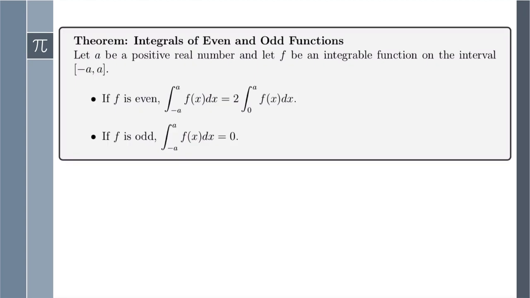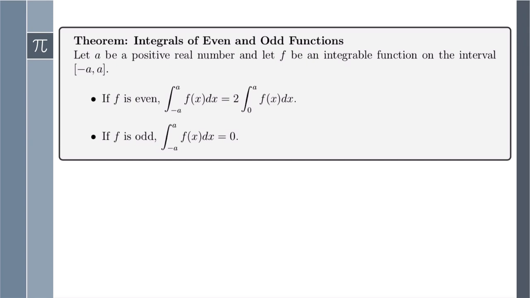So the first theorem that we have here is integrals of even and odd functions. We'll use the even and odd property of a function to evaluate an integral. The theorem states: let a be a positive real number and let f be an integrable function on the closed interval negative a to a. Then if the function f is even, the integral from negative a to a of f of x dx equals 2 times the integral from 0 to a of f of x dx.